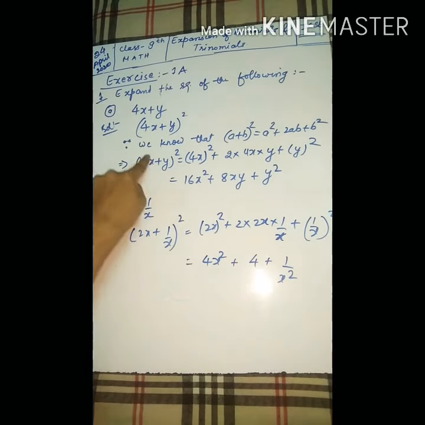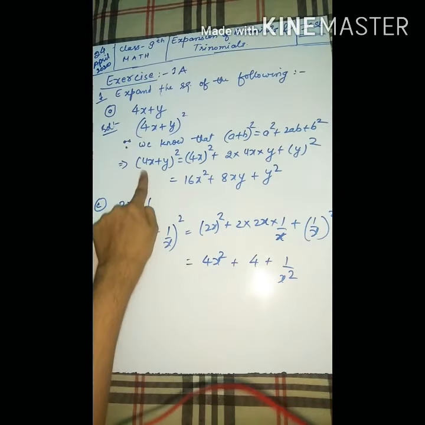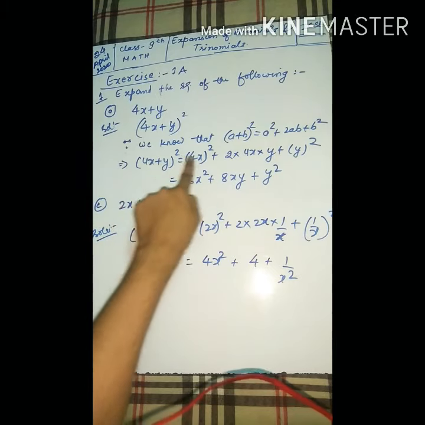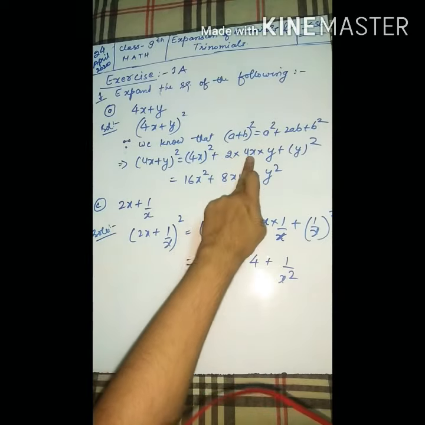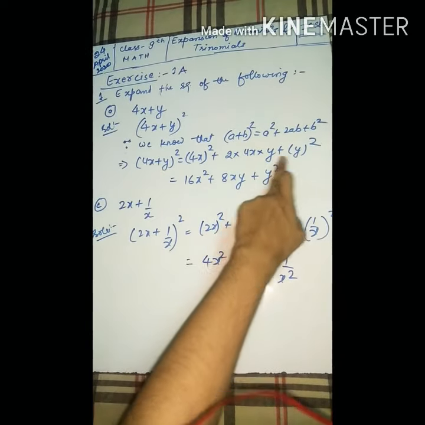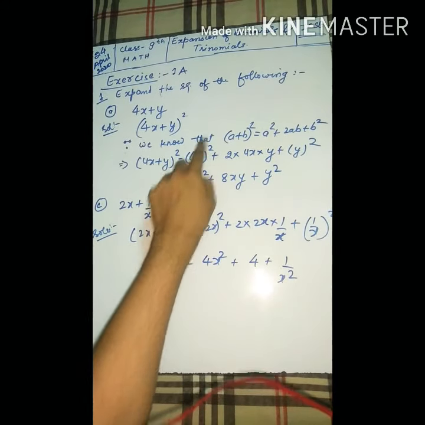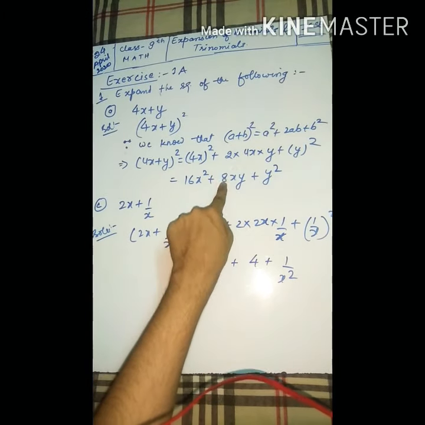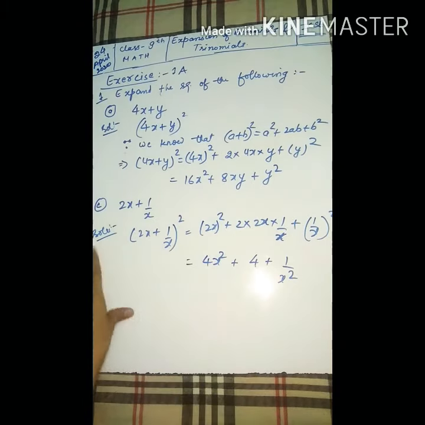Since we know that a plus b the whole square is a square plus 2ab plus b square, then 4x plus y the whole square will give you a square, (4x) square, plus 2 into a, which is 4x, into b, which is y, plus b square, that is y square. So 4 square is 16, x square, 2 into 4 will give you 8, x into y, xy, and y square. Then the B question will be homework for you.